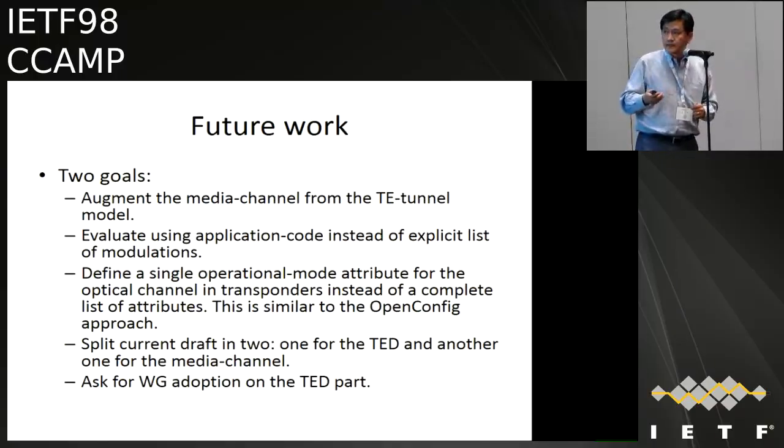It's a separate draft. And one of the comments from Dieter, I believe, is that he wants to use application code instead of specific modulation type, correct? Yeah, so that is actually consistent with the CCAMP working group in GMPLS time too. So this is going to be fixed in a later revision. We recognize the problem. And there's one more: we are going to define a single operational mode attribute for optical channel transponders instead of making a complete list here. We're going to take an approach similar to OpenConfig.